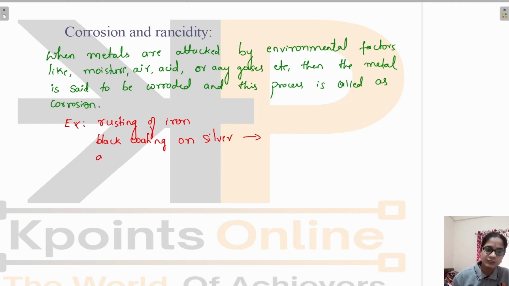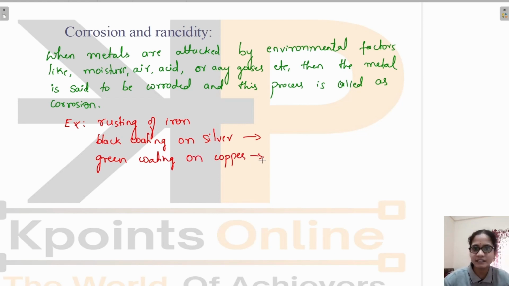And then there is a green coating on copper. When copper reacts with oxygen present in air, it forms oxides, and it also reacts with carbon dioxide to form carbonates. This results in the formation of a green coating. Copper carbonate and copper oxides are formed. This is due to corrosion.